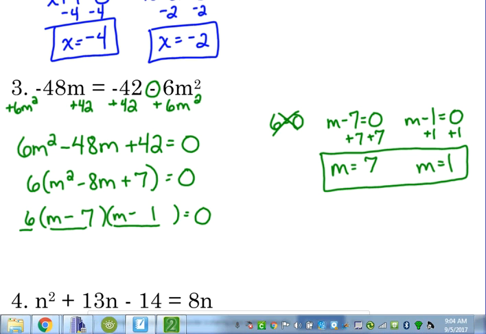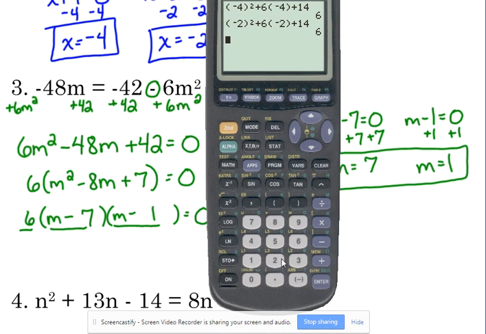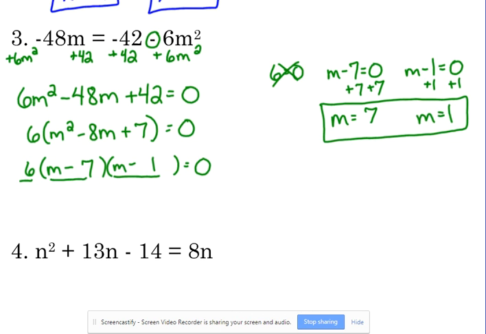Now, if I was going to check them in this case, I've got to plug them into both sides of the equation. So I plug in 7. Let me clear this out so you don't get confused. Negative 48 times 7, okay, I get that answer. Now I've got to type in the right side and see if I get the same number. Negative 42 minus 6 times 7 squared, I get the same number. The left side equals the right side, so I'm good to go. Okay, 7 works. I'm going to assume that 1 works if 7 worked.